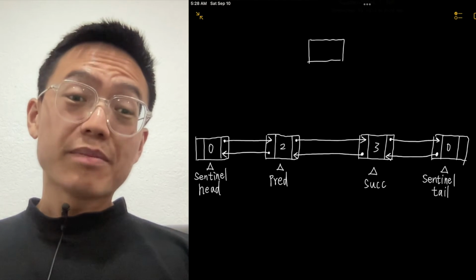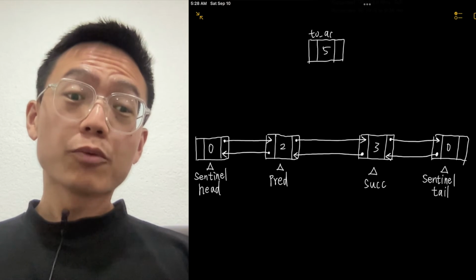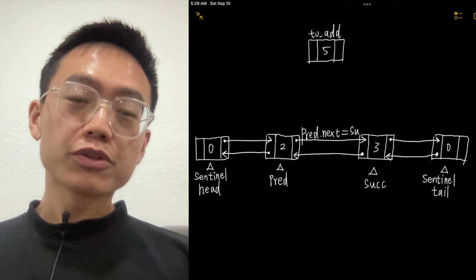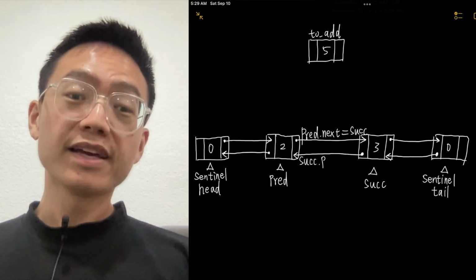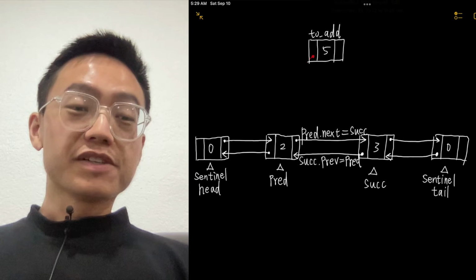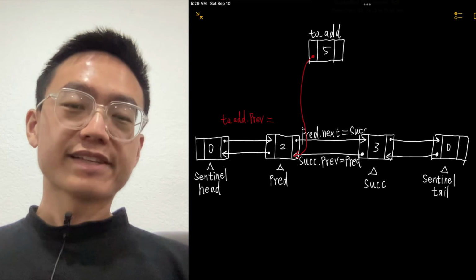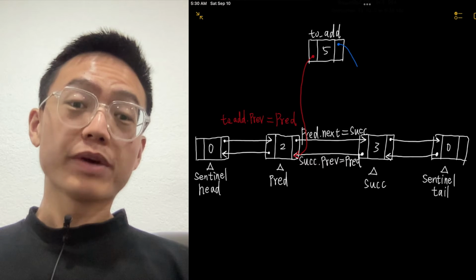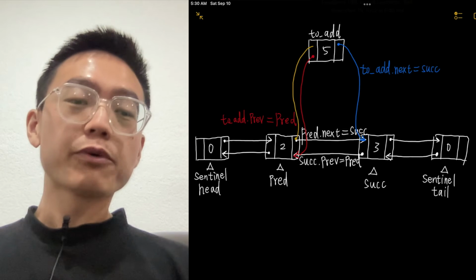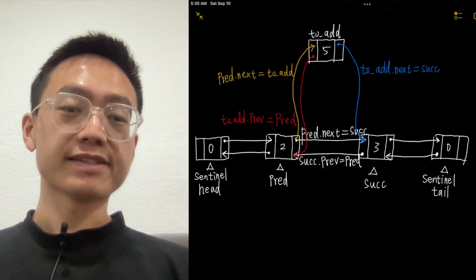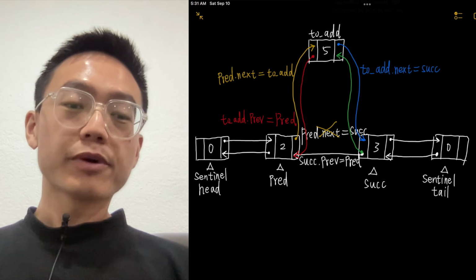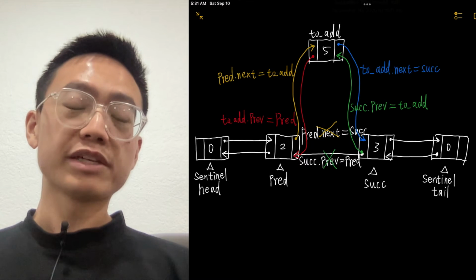Let's say we want to add element 5, so it is our toAdd variable. We want to insert it between the predecessor and successor. Before we insert, we should notice the next node of the predecessor is successor, and the previous node of successor is predecessor. So first, we link the previous node of toAdd with predecessor, and then we link the next node of toAdd with successor, and then we link the next node of predecessor with toAdd. This will unlink the next node of predecessor with successor, and finally, we link the previous node of successor with toAdd, and this will unlink the previous node of successor with predecessor.